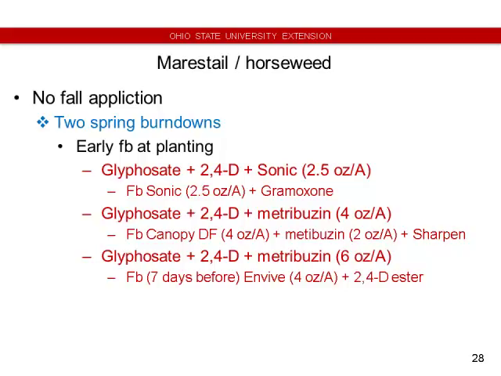All right, if you did not do anything in the fall, we're recommending 2 passes of a burn down in the spring. And this gets to be very regimented as to how you go about doing this to make sure you get the most effective control. So the programs include glyphosate plus 2,4-D plus Sonic, followed by Sonic plus Gramoxone, or glyphosate, 2,4-D, metribuzin at 4 ounces, followed by Canopy at 4 ounces plus another amount of metribuzin to add some more in, plus Sharpen, or glyphosate, 2,4-D, metribuzin, followed by Envive and 2,4-D.